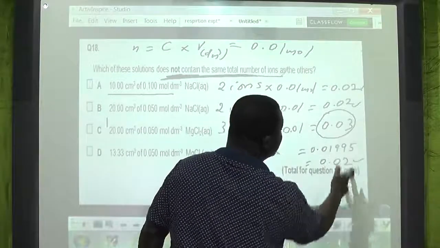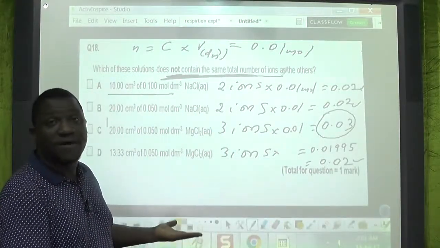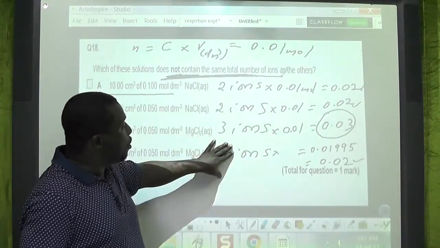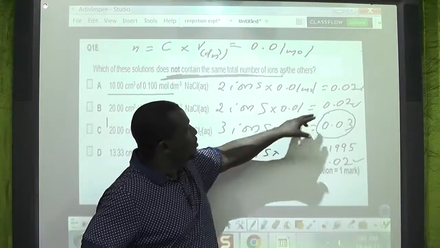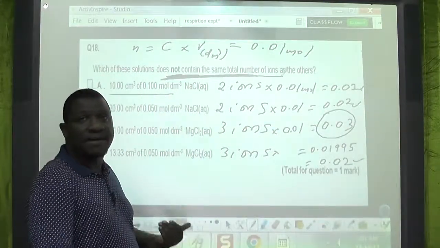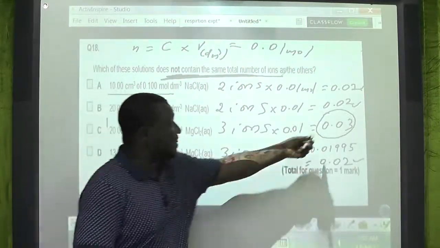Don't forget, all these things are multiplied by 6.0 times 10 raised to power 23 because it's the number of ions they are looking for. So we got the ions in one molecule, we got the number of moles, and we multiply by the Avogadro's number. This time around we are not using it because it's just general. They are looking for the odd one out, and that's the odd one out.